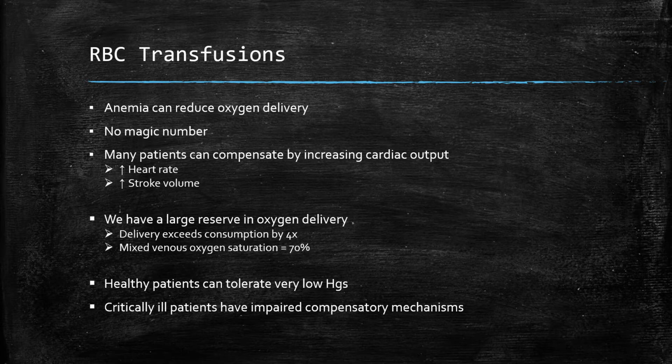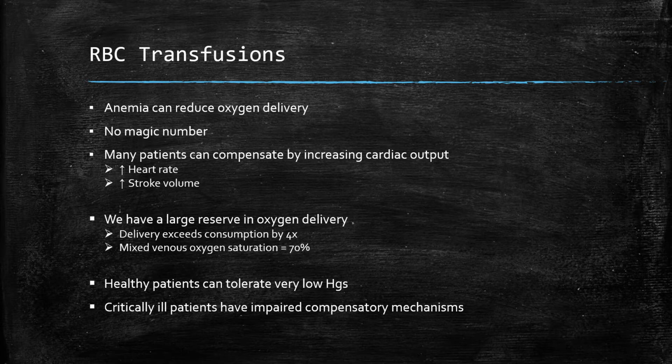But the reality is many patients can tolerate a hemoglobin much lower than 7. If they are capable of increasing their cardiac output by increasing their heart rate and their stroke volume, then they'll be well compensated and may not need a transfusion at all. In addition, we have a very large reserve in oxygen delivery capability.